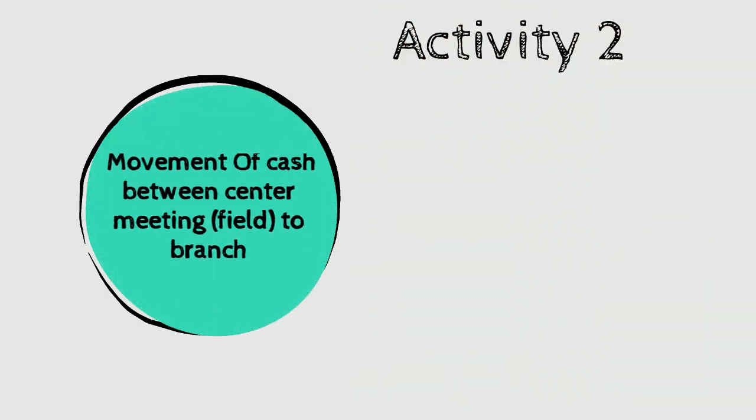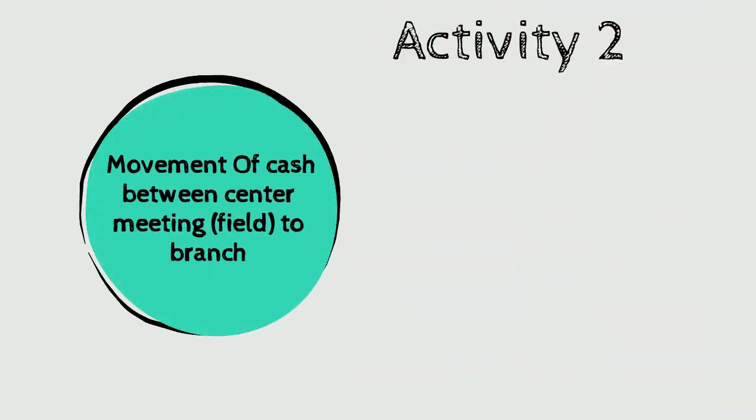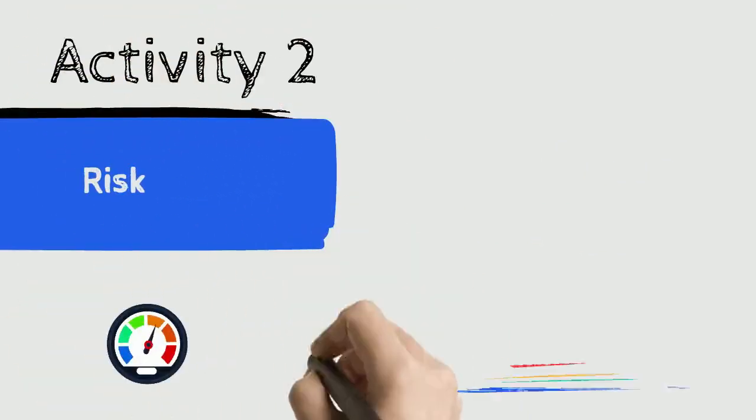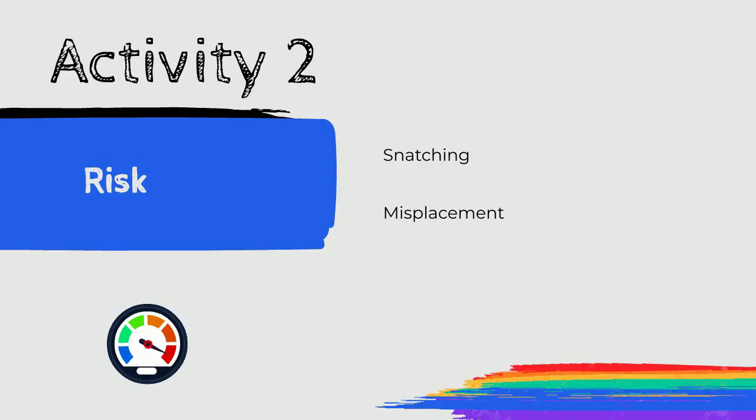The second activity is based on movement of cash between center meeting, that is field, to branch. Let's find out the risk and control factors involved during this activity. The risks involved under this activity are snatching or misplacement.